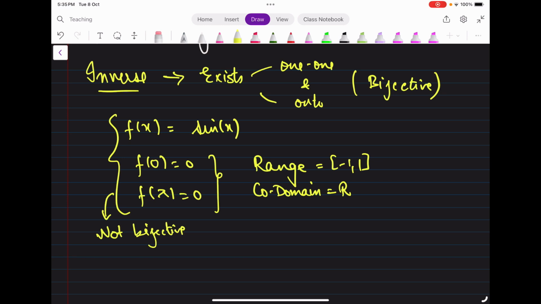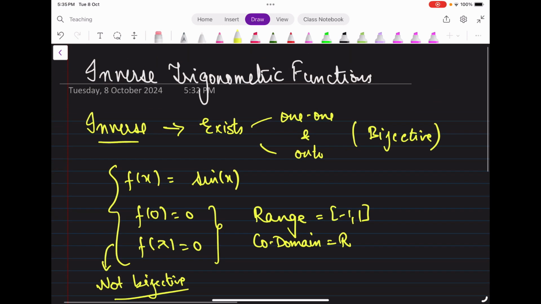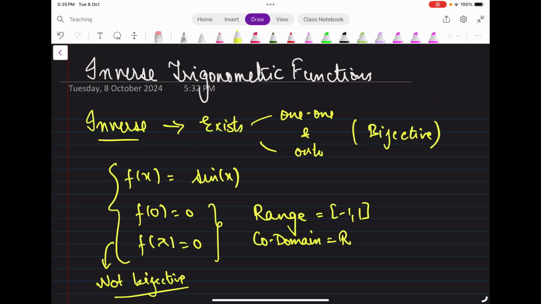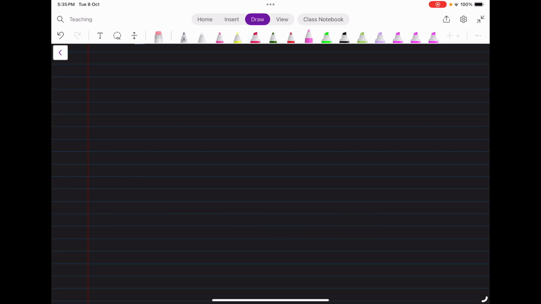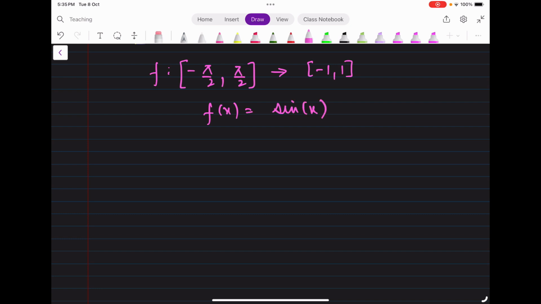Moreover, all the 6 trigonometric functions are many-to-one functions. It means their inverse we cannot calculate. But now, if we restrict the domain, that is, if we are talking about a function between minus pi by 2 to plus pi by 2, and we restrict the codomain as -1 to 1, and we talk about f of x is equal to sin x, we have to understand how this function is going to behave.